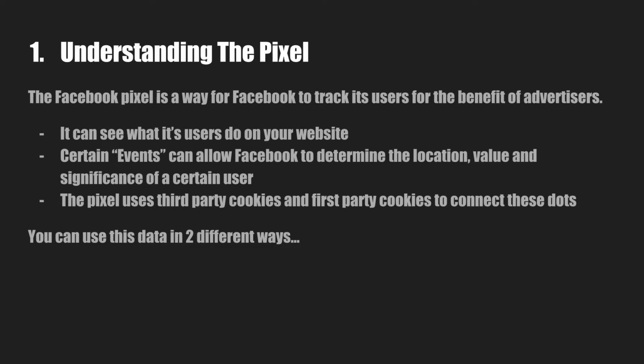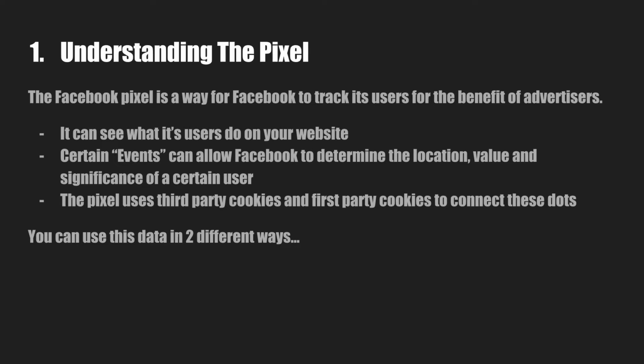So the Facebook pixel is a way for Facebook to track its users for the benefit of advertisers and arguably its users as well. Basically, all it is is a snippet of code that you can put on your website, and it connects the user from Facebook to your website. The pixel communicates to Facebook that the user was on your website. This is simple enough to understand. It can see what its users do on your website.